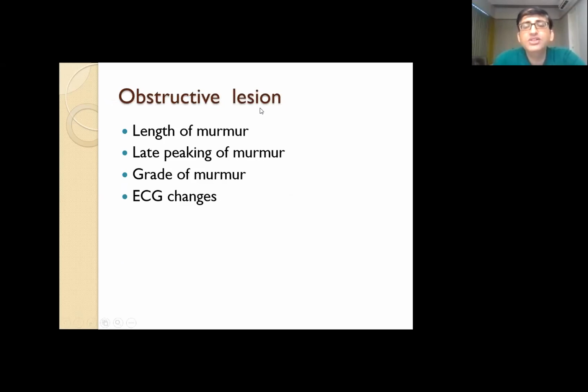Similarly, for an obstructive lesion, the severity can be decided by the length of the murmur, the late peaking of the murmur, the grade of the murmur, and ECG changes. ECG changes we have already discussed. A tall R wave in lead V1 is suggestive of the severity of pulmonary stenosis. Grade 3 murmur, mild stenosis. Grade 4 murmur, severe stenosis. Thrill, severe stenosis. Late peaking of the murmur, because a large volume of blood needs to be ejected, means severe stenosis. With a large volume, the murmur takes a longer duration, which also means severe stenosis.